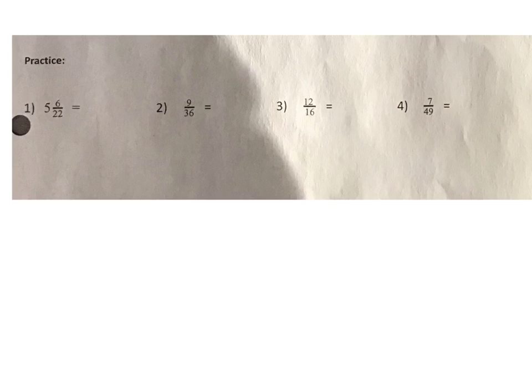Go ahead and try both of these. Notice the first one has a 5 in front of it. Really, it's just going to be 5, and then you're going to simplify the 6 over 22. So go ahead and try all 4 of those, and then come back to check it.